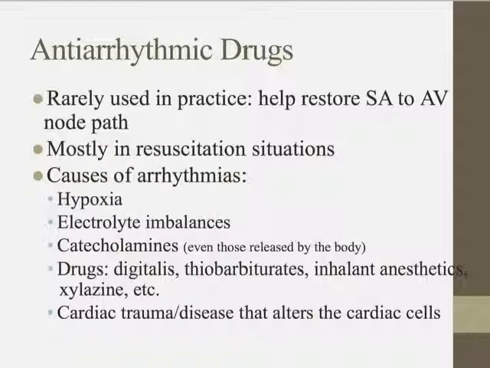So arrhythmias can be caused by hypoxia, electrolyte imbalances, catecholamines, even those catecholamines released by the body, and this is important to remember, particularly when we're using anesthesia with feral or fractious animals. Drugs can also cause arrhythmias like digitalis, thiobarbiturates, inhalant anesthetics like isoflurane, and xylazine, which is an alpha-2 agonist. Cardiac trauma as well as disease can alter the cardiac cells, and this can cause arrhythmias also.